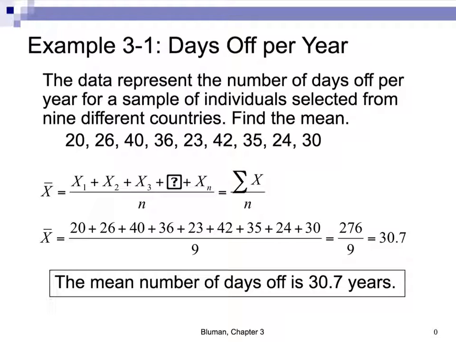Okay, for example, if we have to find the mean for this problem right here, this is the number of days off for individuals selected from 9 different countries. So all we would do is add each one of our data values, and again, divide by the number of data values we have, which in this case is 9. Once you add them all together, divide by 9, our answer is 30.7. So we could say that the mean number of days off within these 9 countries is 30.7. Since this is sampled from 9 different countries, notice we're using X bar.